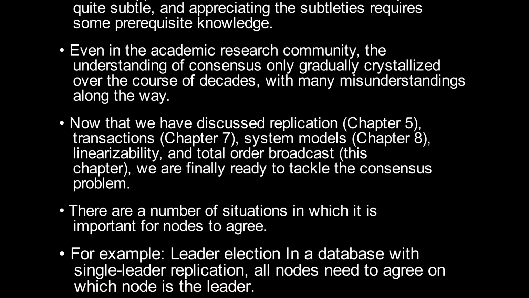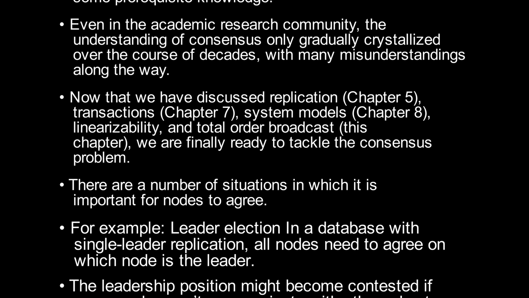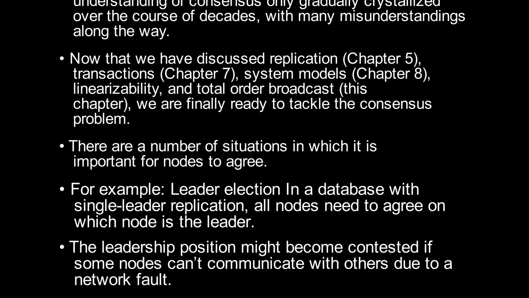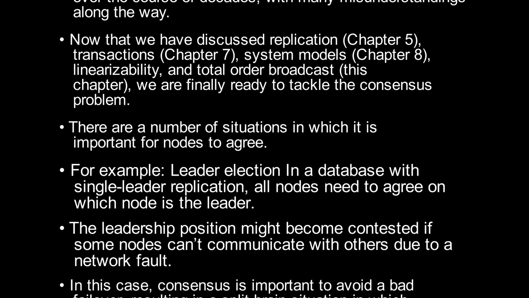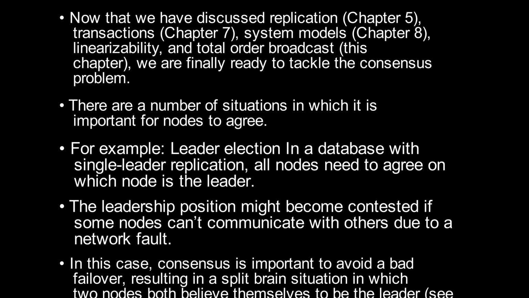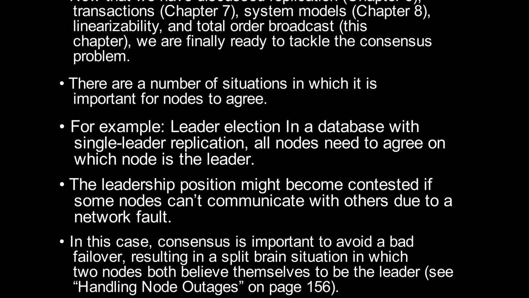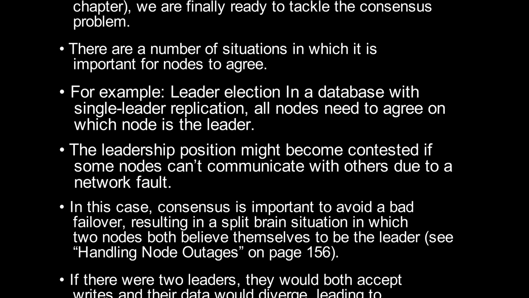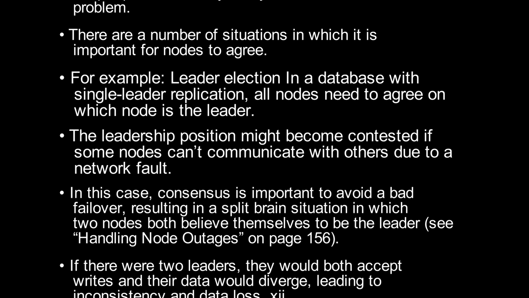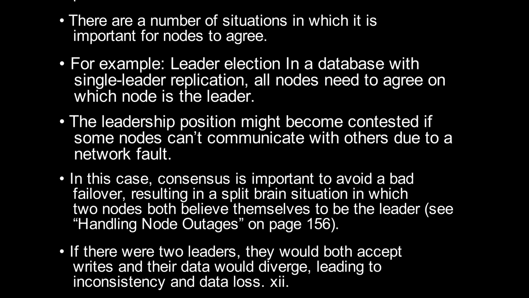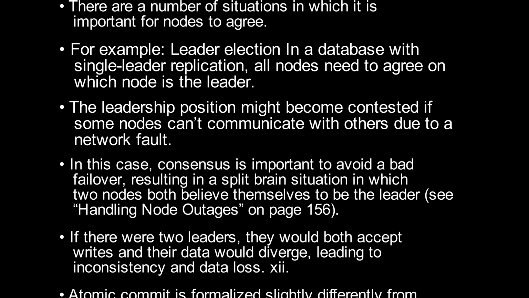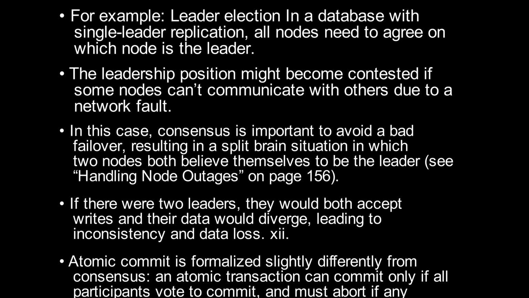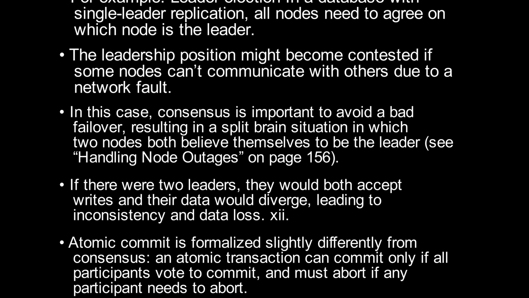There are a number of situations in which it is important for nodes to agree. For example, leader election in a database with single-leader replication. All nodes need to agree on which node is the leader. The leadership position might become contested if some nodes can't communicate with others due to a network fault. In this case, consensus is important to avoid a bad failover, resulting in a split-brain situation in which two nodes both believe themselves to be the leader. (See "Handling Node Outages" on page 156.) If there were two leaders, they would both accept writes and their data would diverge, leading to inconsistency and data loss.